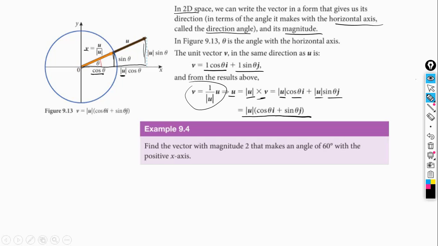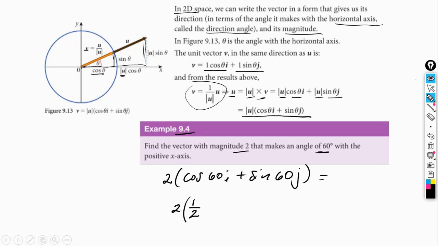Now let's focus on example 9.4. It says, find the vector with magnitude 2 that makes an angle of 60 degrees with the positive x-axis. So this would be 2 times cosine of 60 times i plus sine of 60 times j. And this is simply going to be 2 times (1/2 i plus square root of 3 over 2 j). And we end up with i plus square root of 3 j.